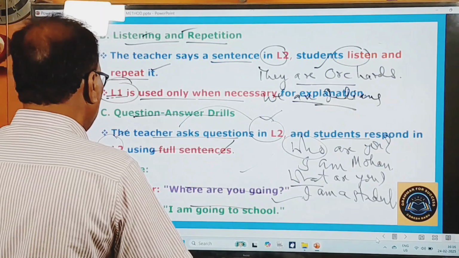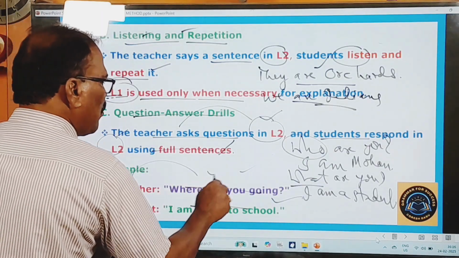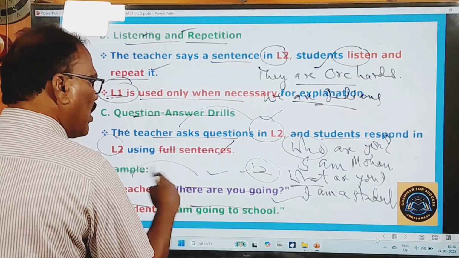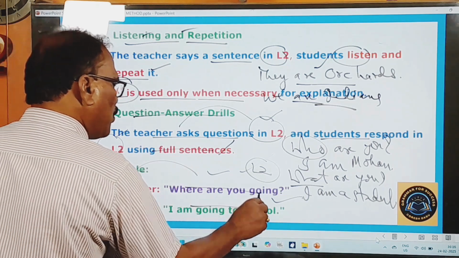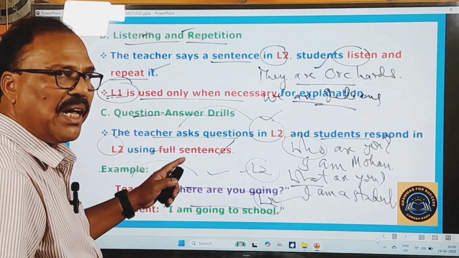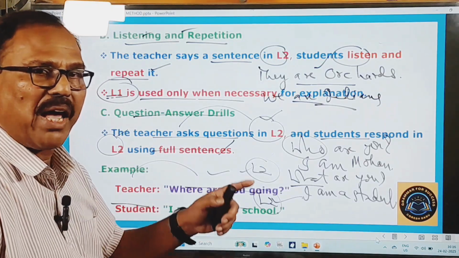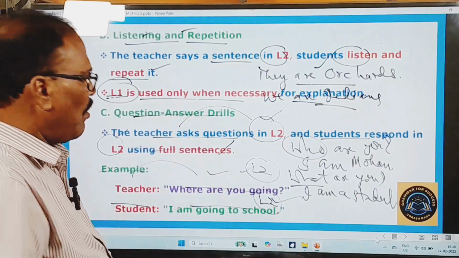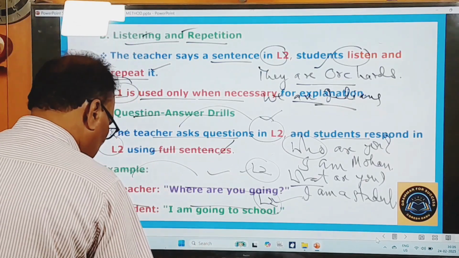Okay. In this way, the teacher will be asking the students some questions in L2. The students will answer or respond to them only in L2. That's very interesting. This is yet another important bilingual method classroom activity, right? And now you move on to learn other important things.